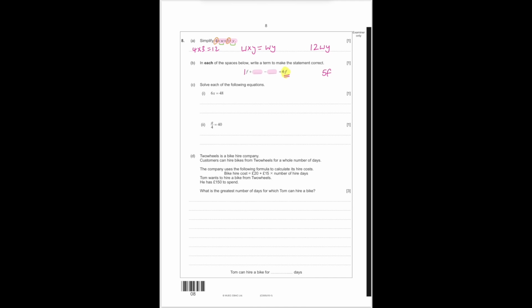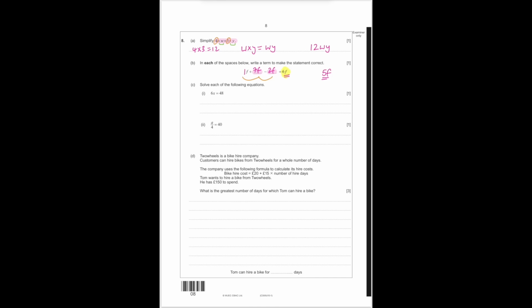So what I could do is add 7F and then take away 2F, because 7 and 2 have a difference of 5. When I work through this, 1F plus 7F is 8F, take away 2F is 6F. You can put any answers in those gaps, as long as they have a difference of 5F and it results in positive 6F at the end. If I'd added 2F and then taken away 7F, it wouldn't have worked, because I would have been left with a negative value of F.